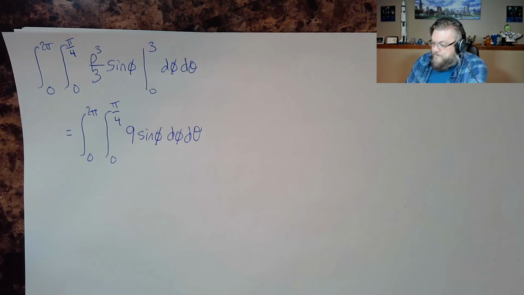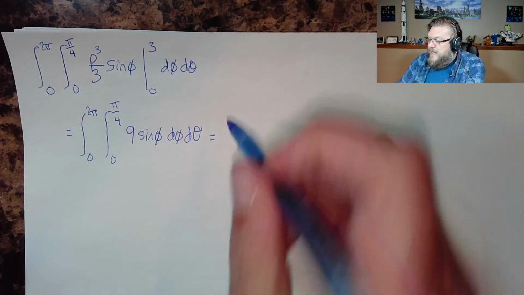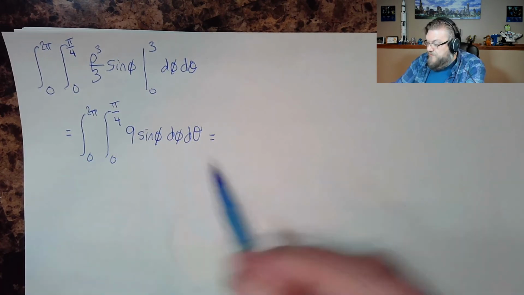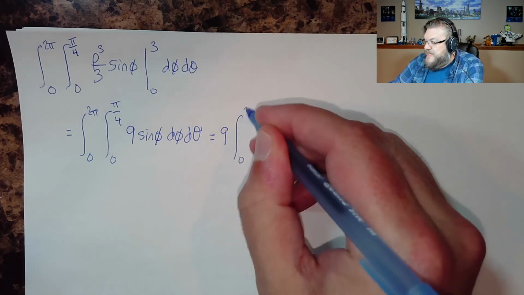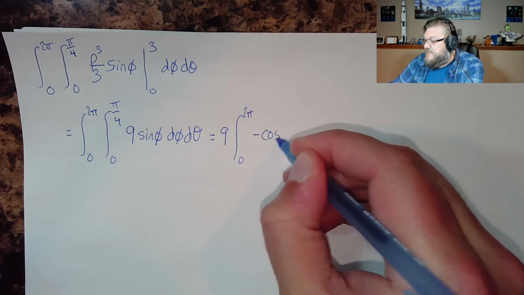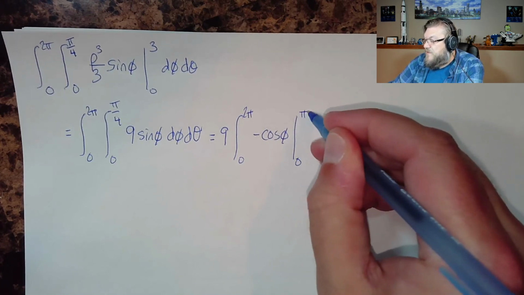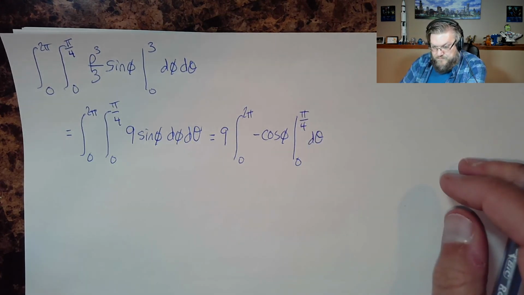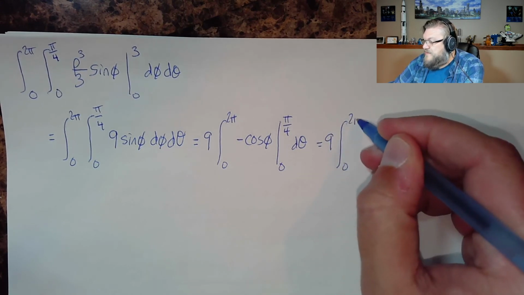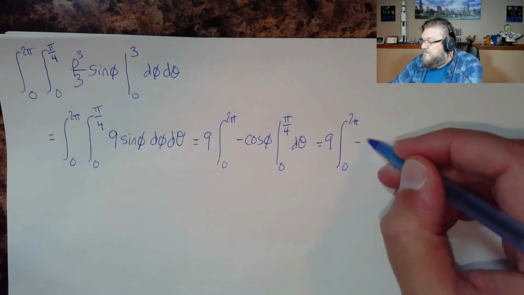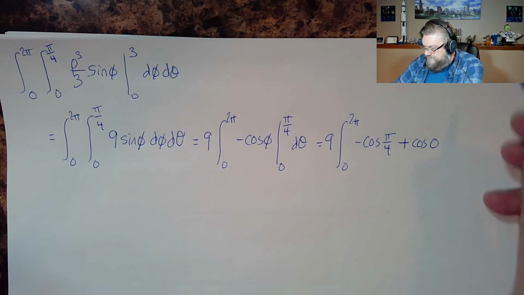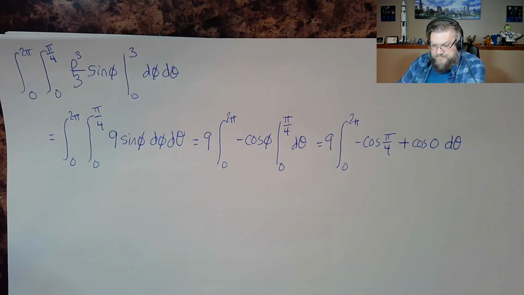Okay. Then you can take the 9 out all the way. It's a constant relative to phi and to theta, so it can go out all the way and just hang out in the front. Now, what is the antiderivative of sine? Well, that's going to be negative cosine of phi, evaluated from 0 to pi over 4. So I'm going to get 9, integral from 0 to 2 pi, plug in pi over 4, minus a minus cosine of 0, d theta.